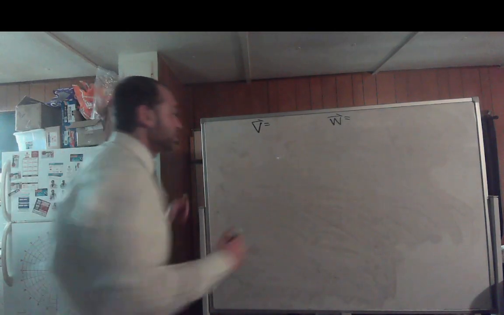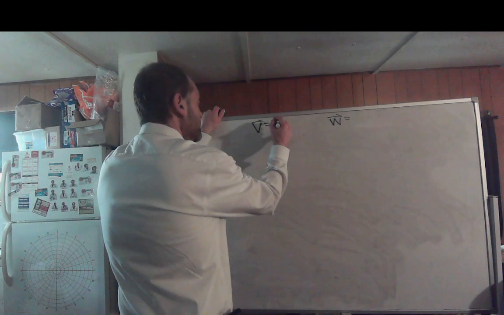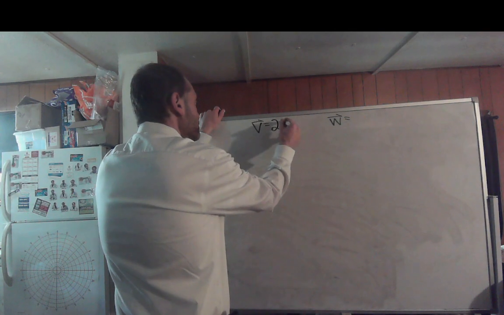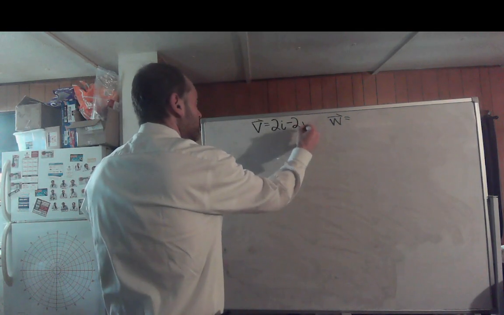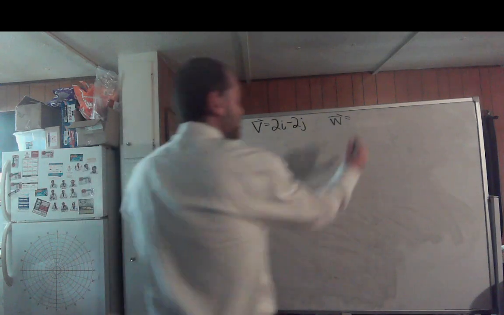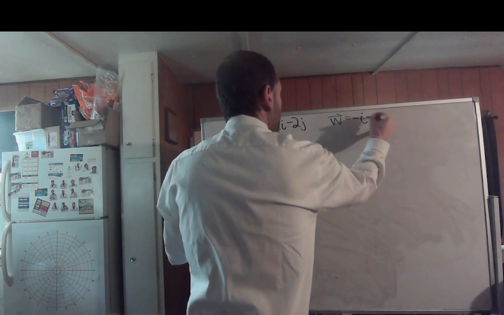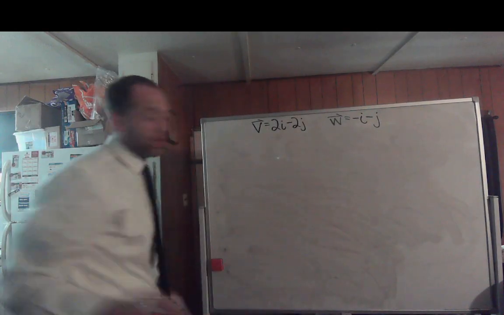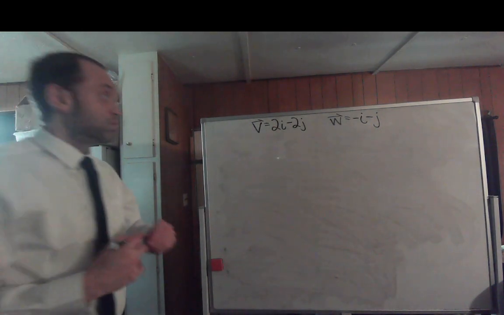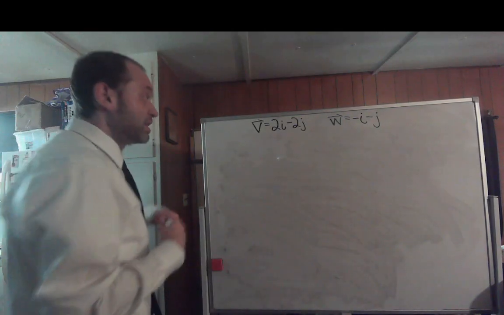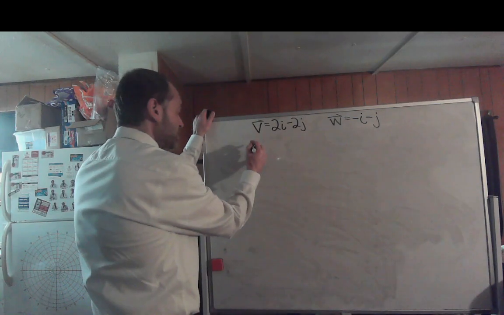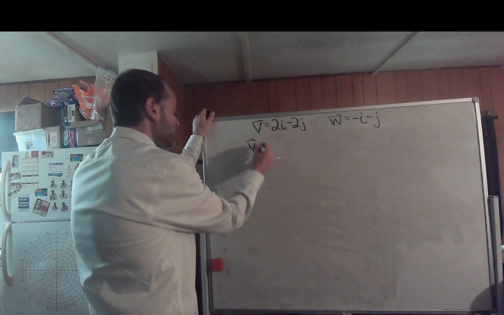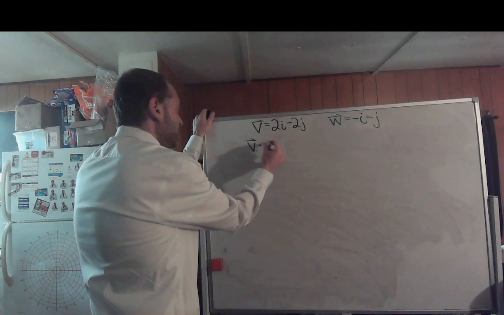Last one of this here. So vector v is equal to 2i minus 2j. Vector w is equal to negative i minus j. Alright. So let's see if these vectors are orthogonal, parallel, or neither. So let's take the dot product of vector v and w.